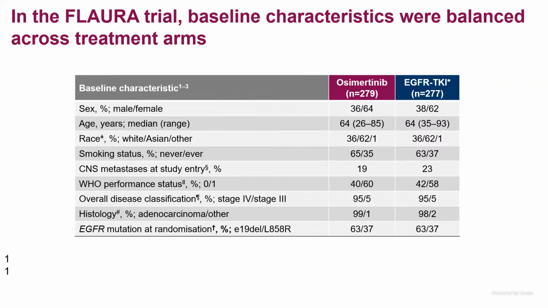CNS metastases were present in almost 19 to 20%. So that's kind of an average. The normal population statistics are also similar, in the tune of 20%. So almost 19 to 20% patients were there in both the arms. Performance status was good, and the distribution was deletion 19 at 60%, and L858R at around 40%. Next slide.